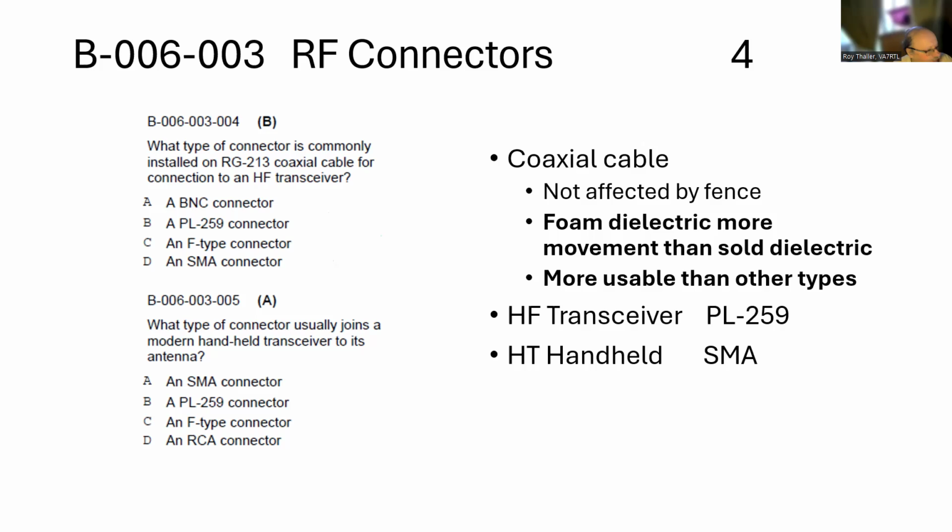Now we're getting into some different connectors. What type of connector is commonly installed on RG213 coaxial cable for connection to an HF transceiver? Here you're going to have a PL259 connector. This is the one that's on your transceiver. On the other hand, if you have a handheld transceiver, you're going to be using a much smaller connector, and that is usually an SMA connector. So A is the correct answer.